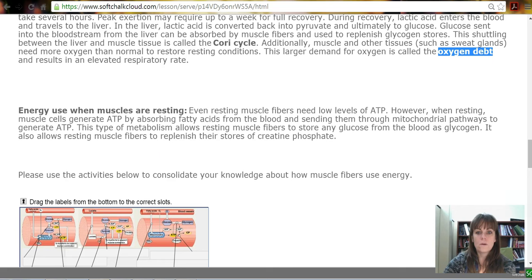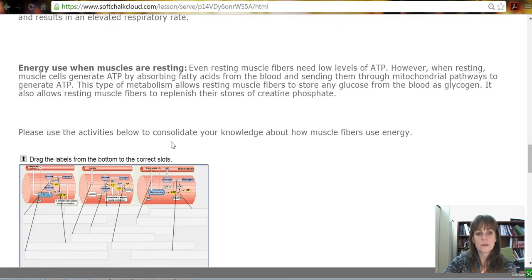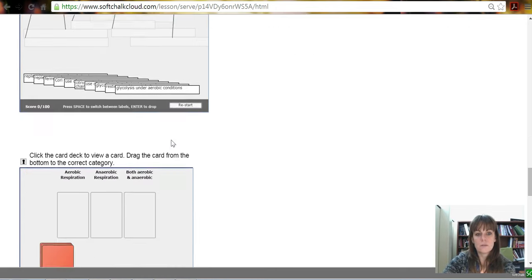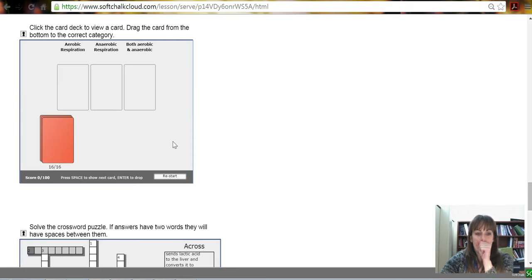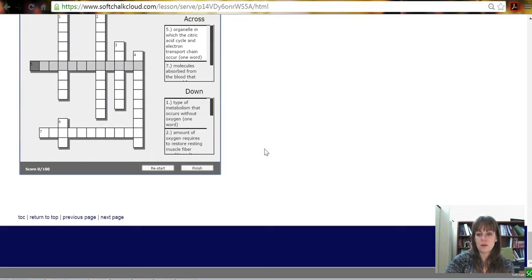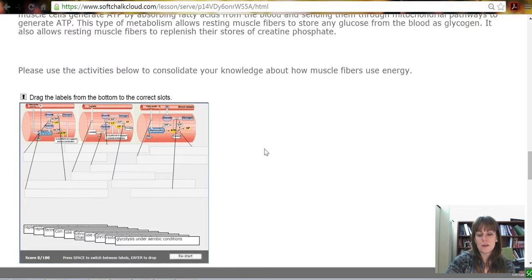Okay, and so I believe that is the different types of energy and energy use. And so here's some activities to help you become solid on that information.